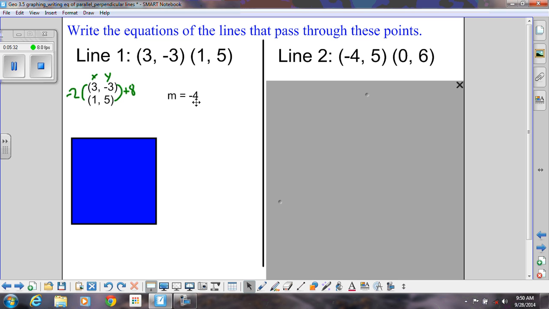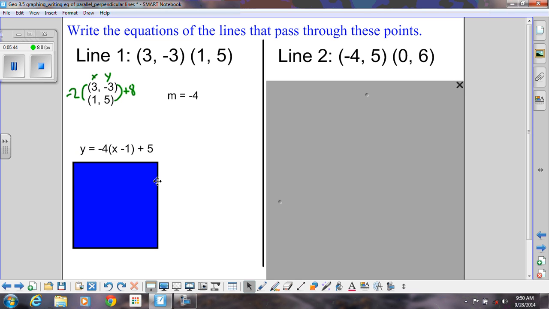So now that I have my slope, I'm going to use my point slope form again. And we have two different points, so you can pick either one. I'm going to pick this one, the 1, 5, because it doesn't have a negative in it. So when I plug that in, my slope is -4, my h is 1, my k is 5, and that's what it looks like plugged in.